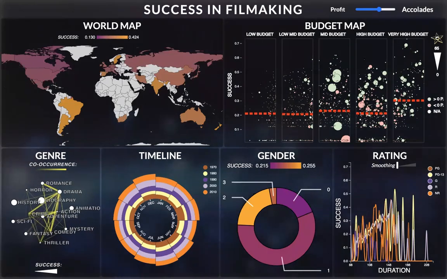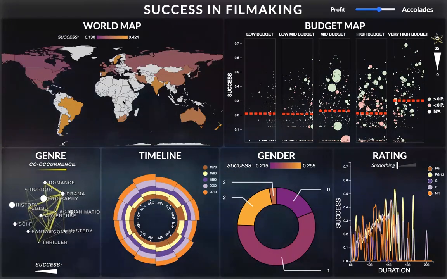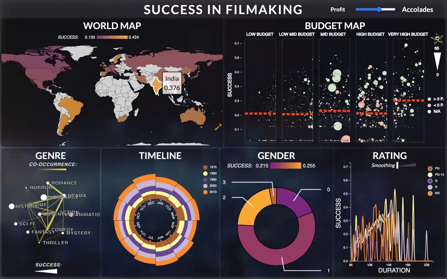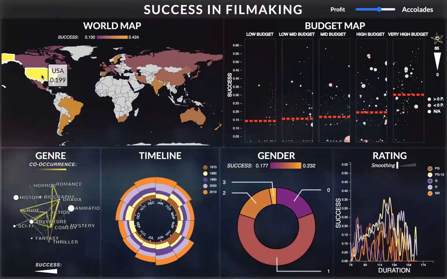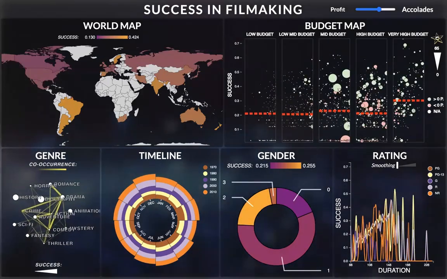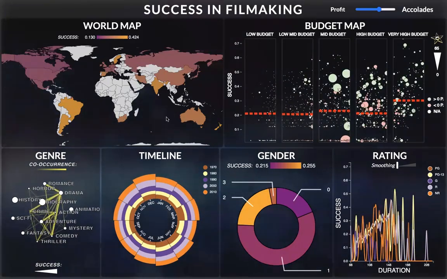The first map is the choropleth map, where the success has been averaged for each country. This plot supports interaction as annotation, and you can click on any country as well, and double clicking will unselect the selection. All the plots have been linked to one another through this click and unclick brushing.